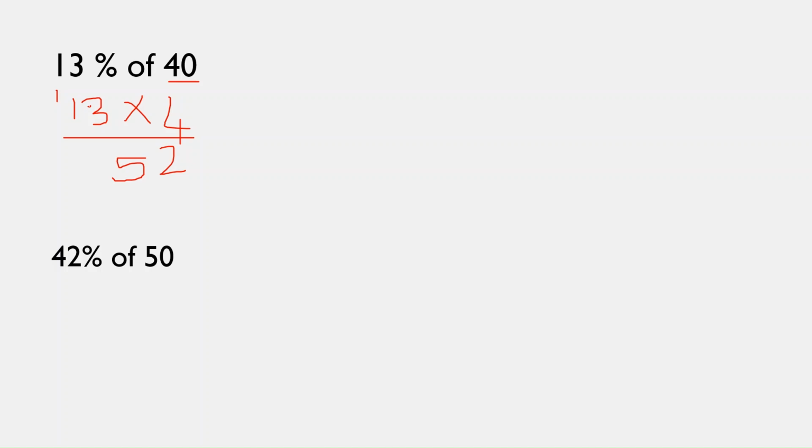Here there is a point after one number. That is, here also I am going to add a point after one number. Your answer is 5.2. Isn't it easy, friends? Just remember the tricks for the different types of sums.